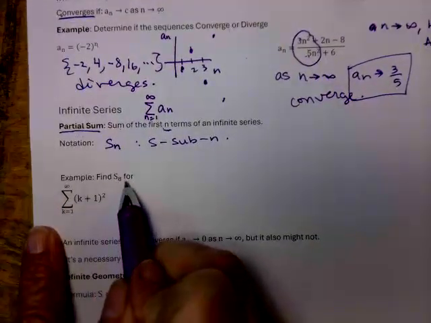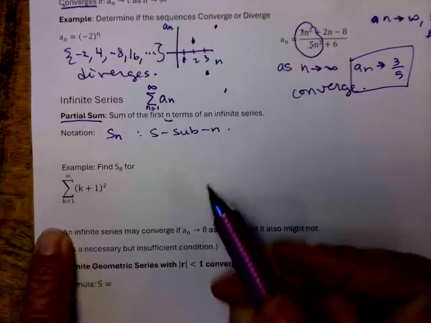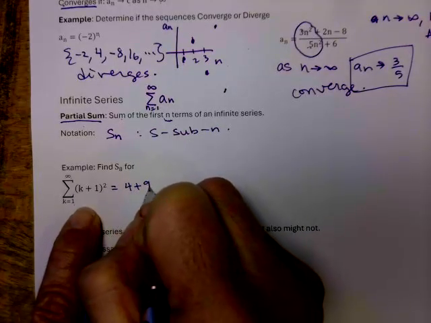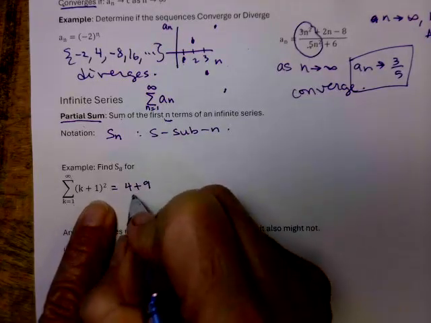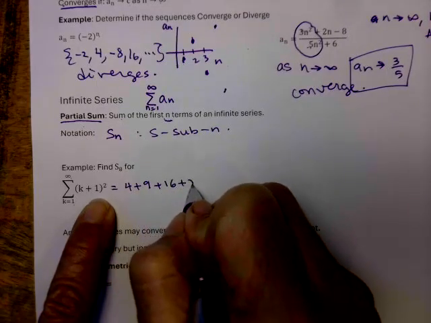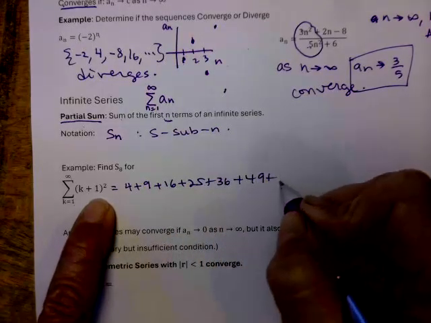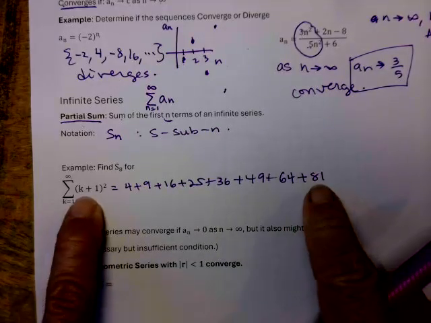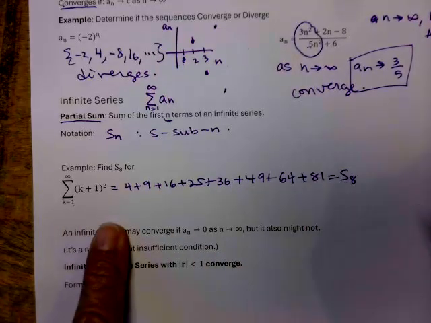Example, find s sub 8 for the infinite series (k plus 1) squared as k goes from 1 to infinity. So that'll be 4 plus 9, k is 2. I'm going up to 8, so I'm going to write out the first 8 terms. 2 squared, 3 squared, 4 squared, 5 squared, 6 squared, 7 squared, 8 squared, 9 squared. I stop at 9 because that's 8 plus 1. All of these together is s sub 8.